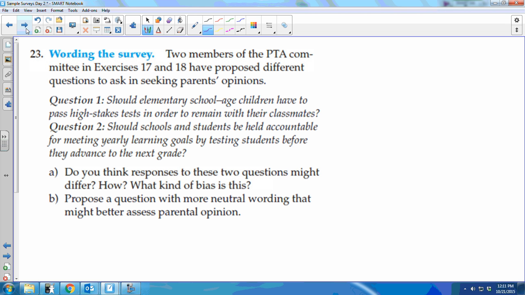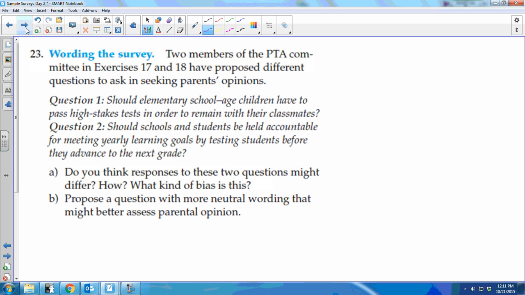Okay, so question 2 says, should schools and students be held accountable for meeting yearly learning goals by testing students before they advance to the next grade? But nowhere does it say they're going to be held back. It just says, should students be held accountable by giving a test before they advance to the next grade? Some parents will probably say, yeah, they should take a test. They should be accountable for what they know. But that question doesn't say they're going to be held back if they don't pass the test. So you're going to have more people agreeing on question 2, more people disagreeing with question 1. Does that make sense? That's the response bias in both questions.